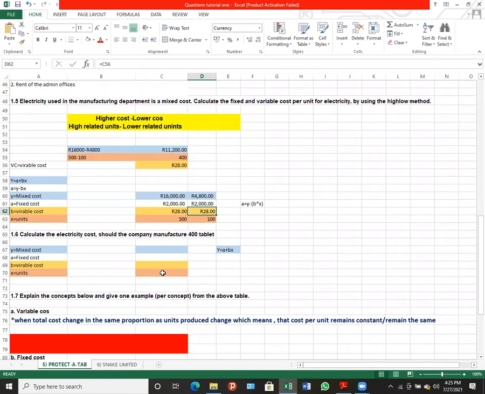Now we are looking at your mixed cost, guys. You are looking for your Y. And then you have what? You have 400 units. And then you know your variable cost per unit, and then you know your total fixed cost, guys. And then you have a formula. Anyone who wants to take this one, guys?